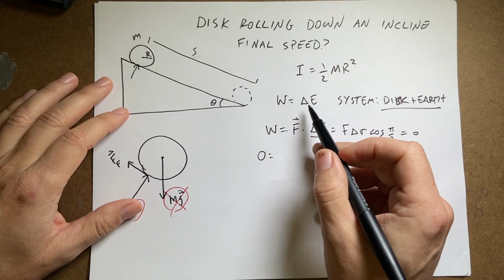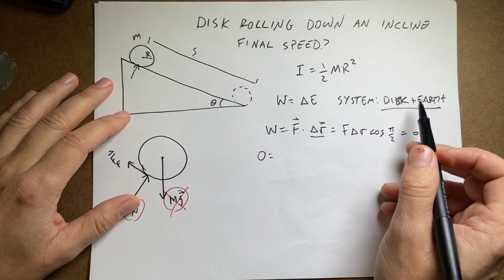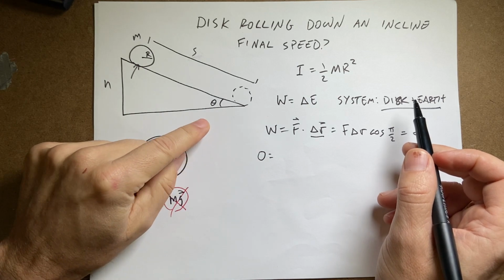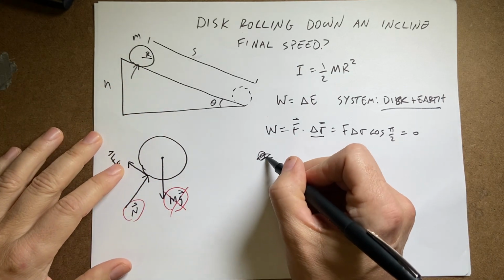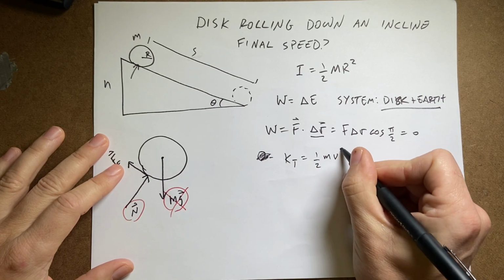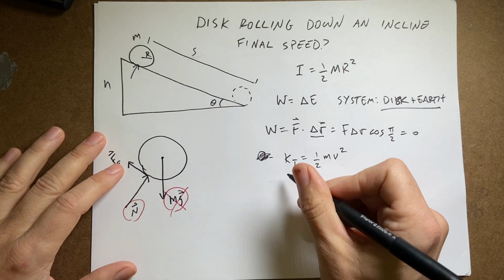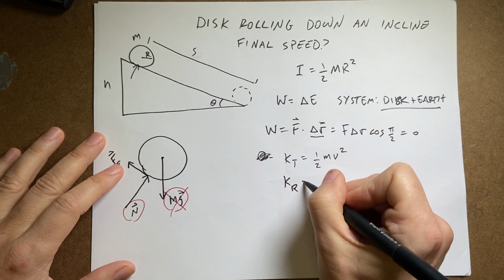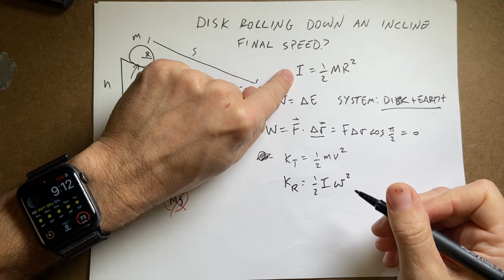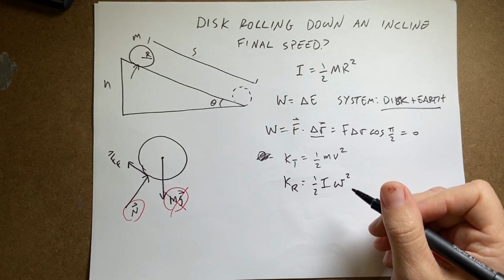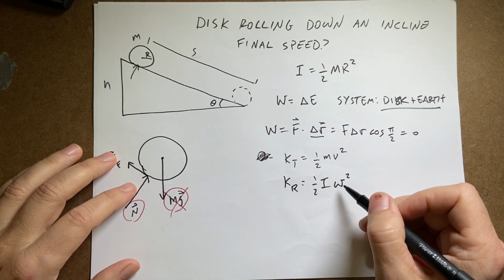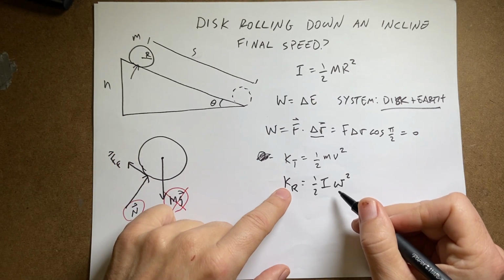Now, what kind of changes in energy do I have? Since I have the disk plus the Earth, I actually have three energies. I have a translational kinetic energy due to the motion of the center of mass. Let's write this down. K translation is 1/2 mv squared. I have rotational kinetic energy, K rotation, which is 1/2 I omega squared, and that's where the I comes in. This is the moment of inertia of the disk, which tells you how the mass is distributed about the disk. Omega is the angular velocity of the disk, how fast it's rotating.